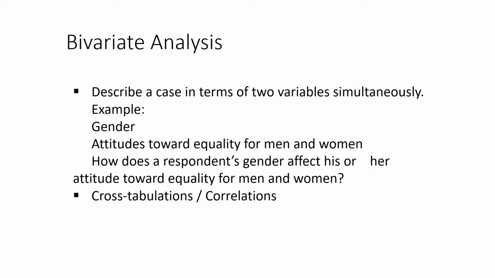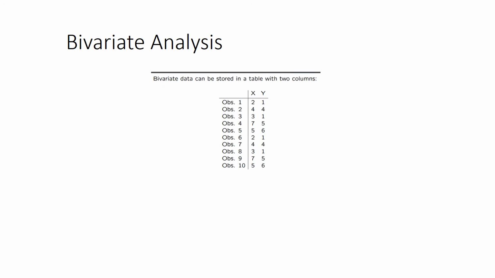Bivariate analysis describes a case in terms of two variables simultaneously. For example, gender and attitudes towards equality of men and women. How does a respondent's gender affect his or her attitude towards equality for men and women? Here you can also use cross tabulations and correlations, the degree to which one variable is affected by another. Bivariate analysis data can be stored in a table with two columns.